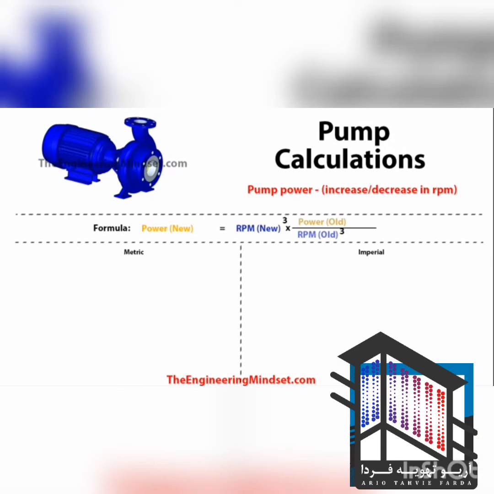So the next one we'll look at is the pump power, and that will be how to calculate what the new pump power would be should you increase or decrease the revolutions per minute of the pump, or from the motor. And to do that, we can use this equation here. So the new power is equal to the new revolutions per minute cubed, multiplied by the old power divided by the old revolutions per minute cubed as well.